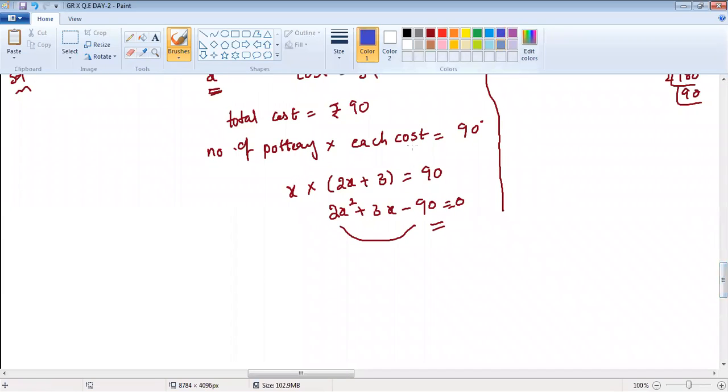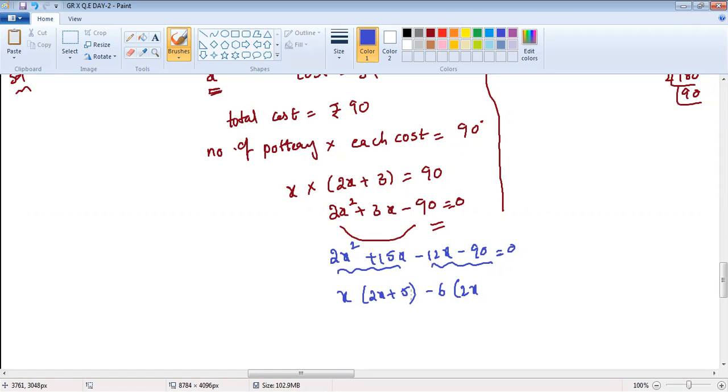See, when you split up, then what will you get? 2x square, then 15x minus 12x minus 90. Am I right? Yes, sir. Then in this both, what is common? x is common. So 2x plus 15. In this both, what is common? Minus 6. So overall, x minus 6 into 2x plus 15.